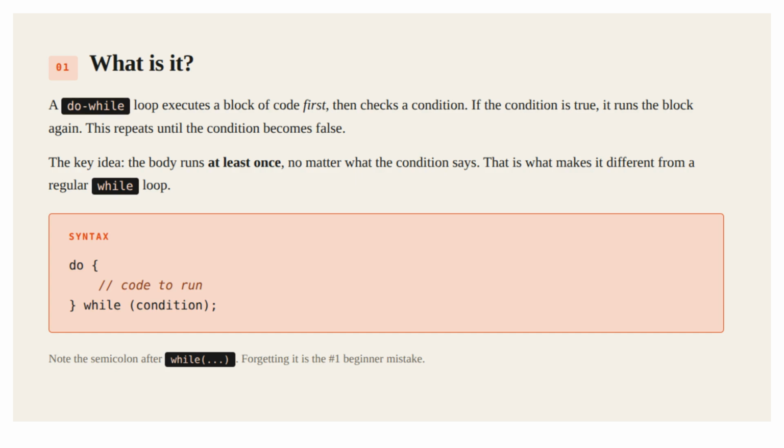Now look at the syntax on your screen. We write the keyword do, then inside the curly braces we put the code we want to run. After that we write while followed by our condition in parentheses. And pay close attention to that small semicolon at the end, right after the while statement. Forgetting this tiny semicolon is the #1 mistake beginners make, so keep that in mind. Now that we understand the basic idea, let's look at a real-world example to see how this loop actually works in practice.